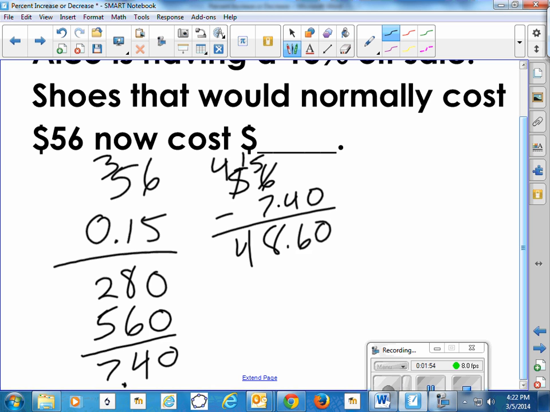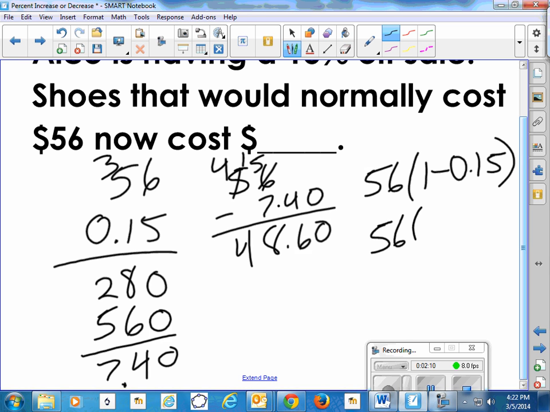Well, another way to look at that would be to say, well, let's multiply our $56 times 1 minus the 15%. So that would be 56 times 0.85. And then we just go ahead and multiply 56 times 0.85. And that also tells us, well, let's go ahead and do it.